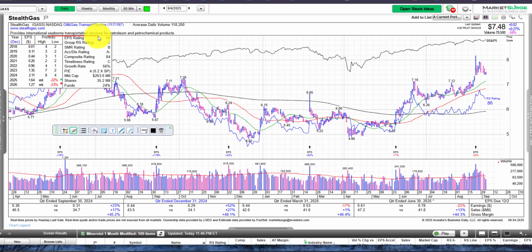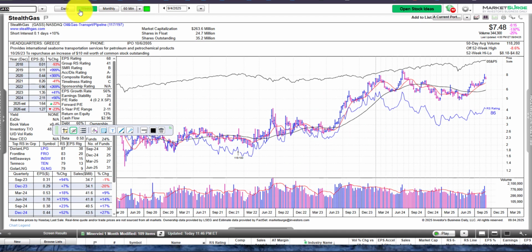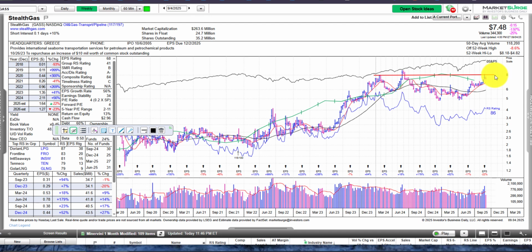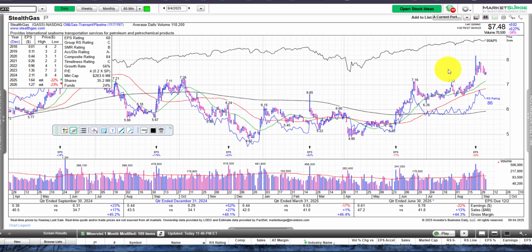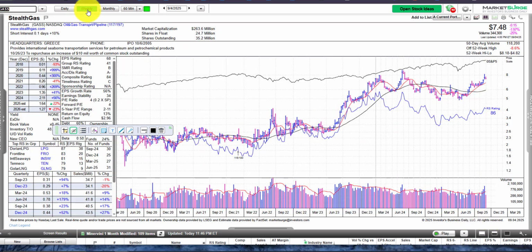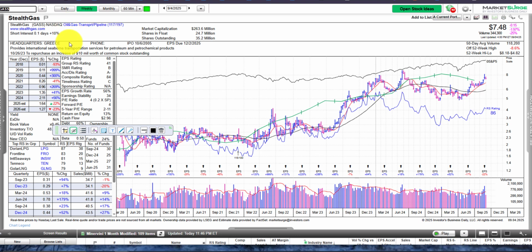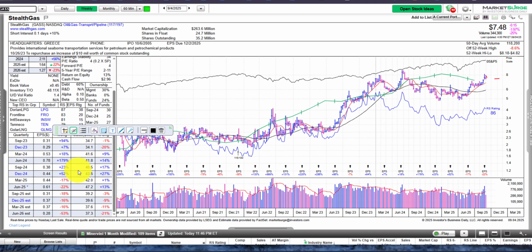GASS, International Seaborne Transportation, oil and gas pipeline, making money. This chart, is it in a base? Looking at the weekly, it is in a base. Needs to handle out here. Looking at the daily, pretty extended. If it can come back down, do something like that. Not overly enamored. I really want to find things that are immediately buyable or very close to it. This one, like I said, probably needs some handle work there. So this would be a watch list stock. Let's keep going.